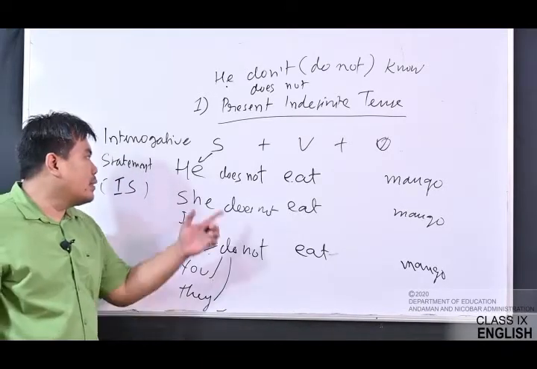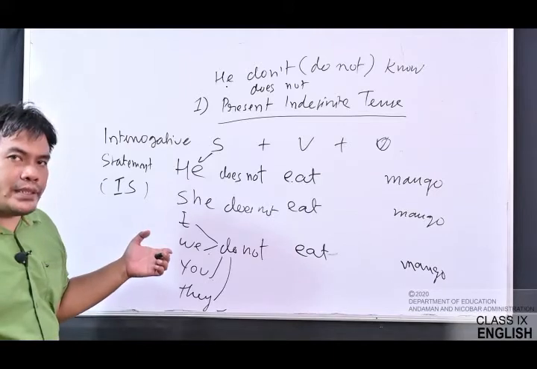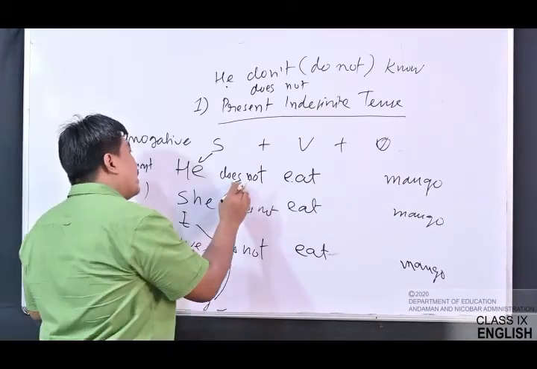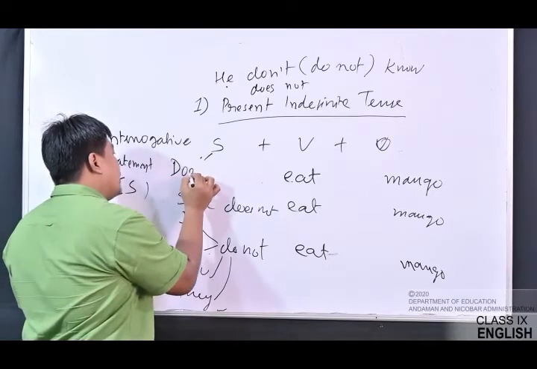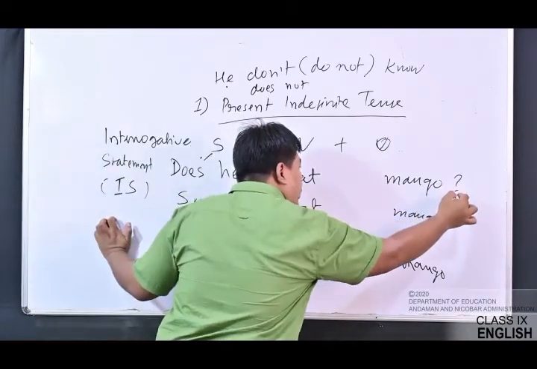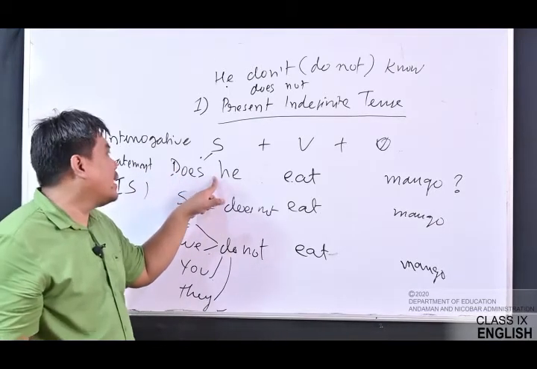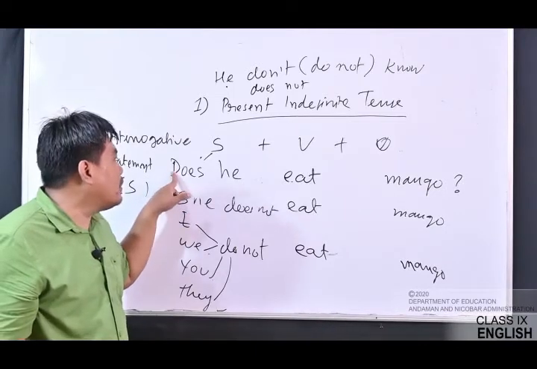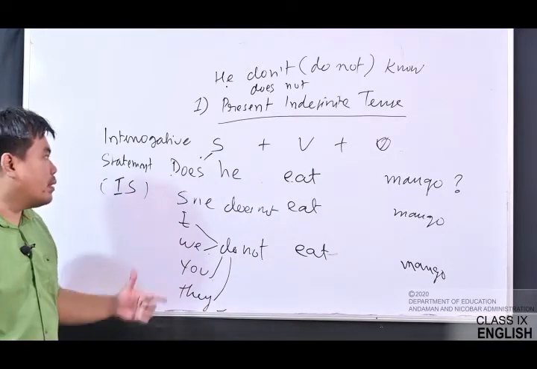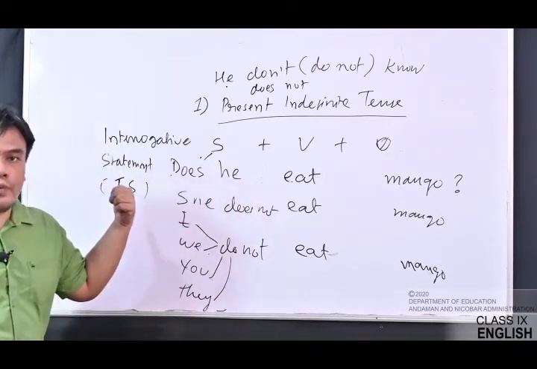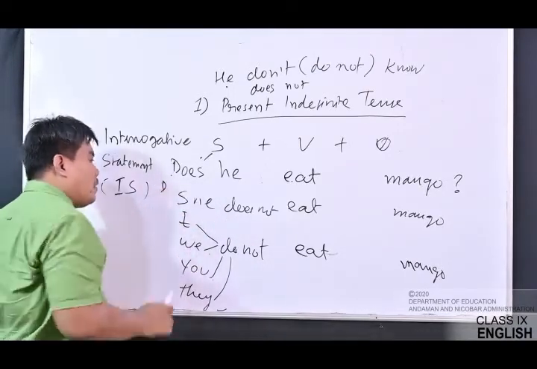So what you have to do over here, for he does not eat, I do not eat, this is how it's going to be changed. Let me show you. Here you have to write like this. Does he eat mango? Question mark. Because you are inquiring, you are asking a question. So remember that does is always appropriate with he and she, and it also, singular number. So does he eat mango? This is how you have to raise a question whenever you are asking somebody. The same thing will be here also for she.